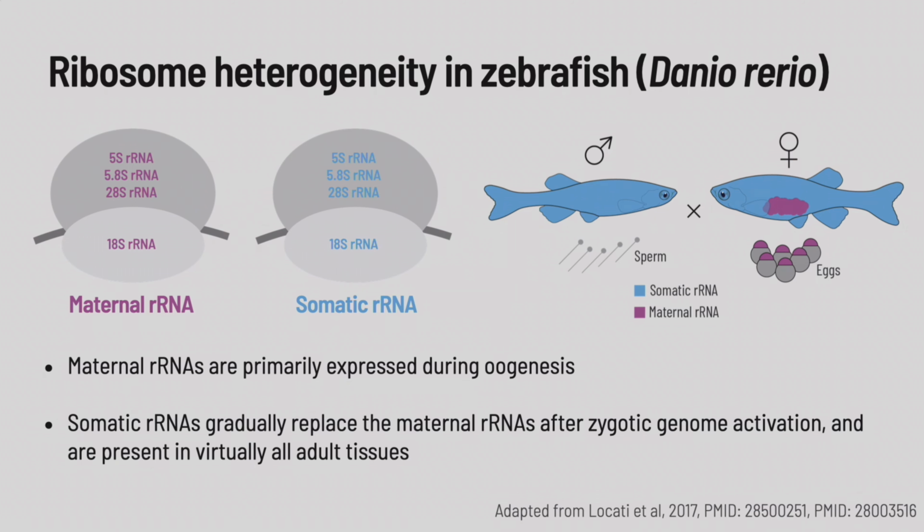So I wanted to show this expression map. I color-coded a male and a female with the expression of these two subtypes of rRNAs. We see that in the male, it's all blue because all tissues express the somatic rRNAs, and then in the female, we only see the maternal in the ovary that will later be deposited in the eggs, and those ribosomes will carry the first few stages of development.